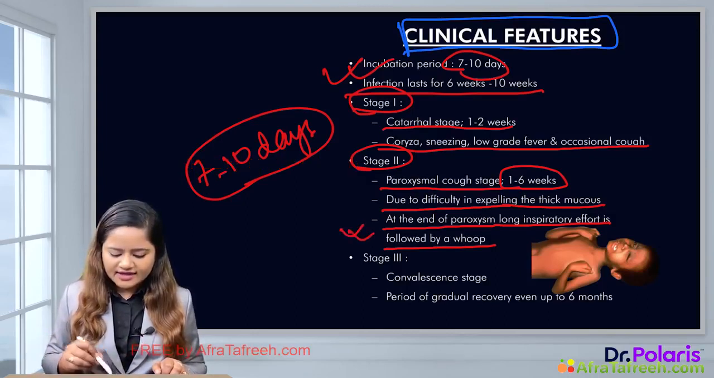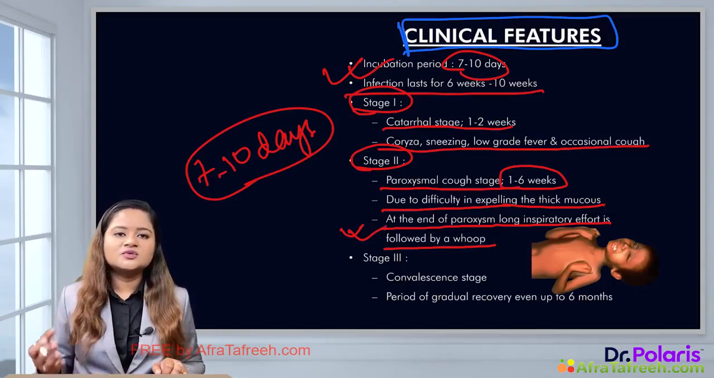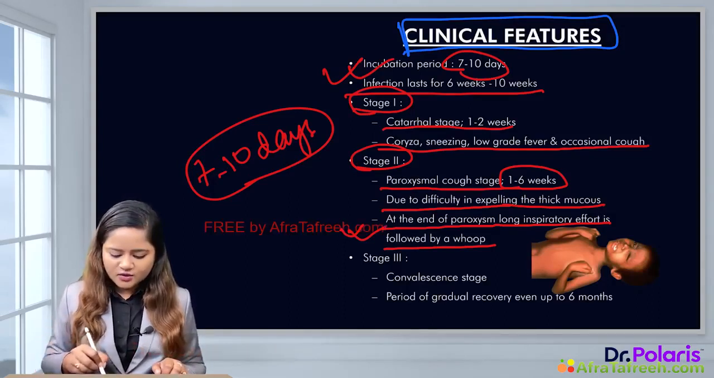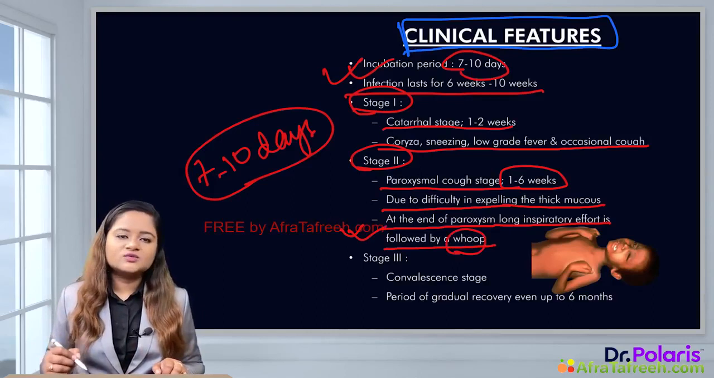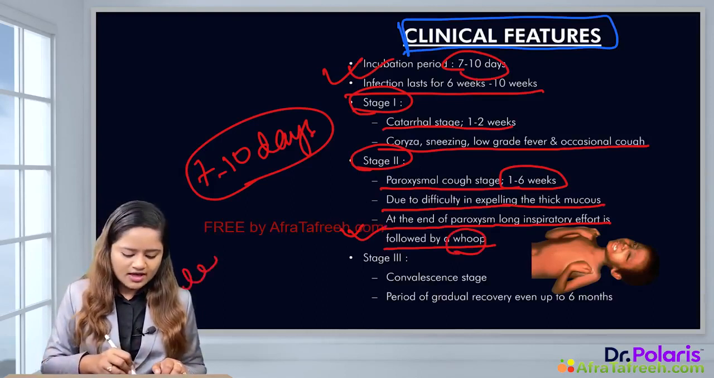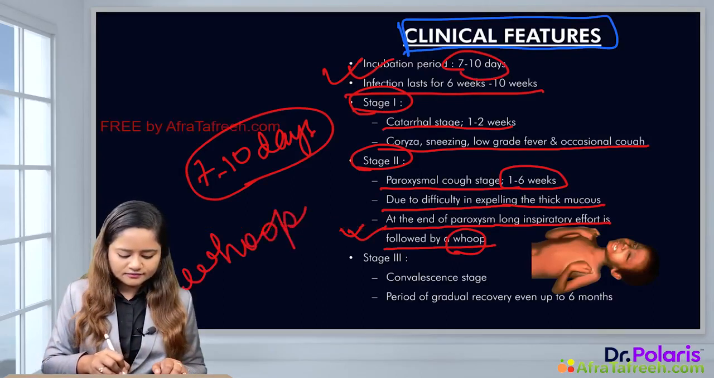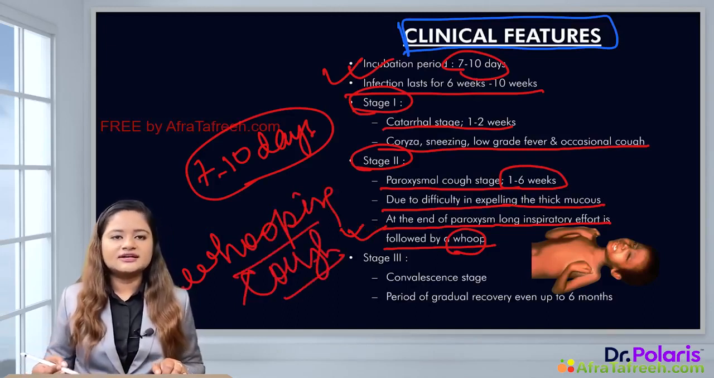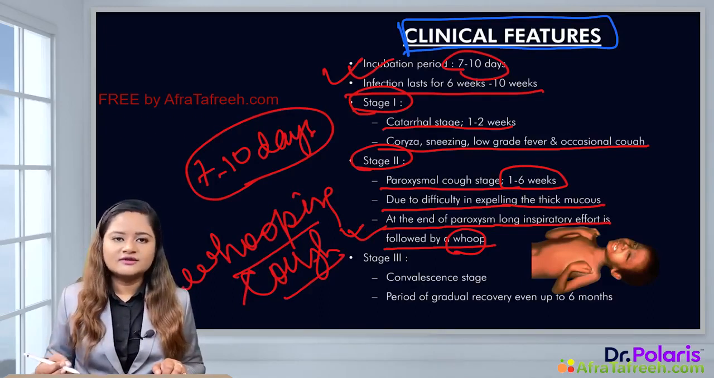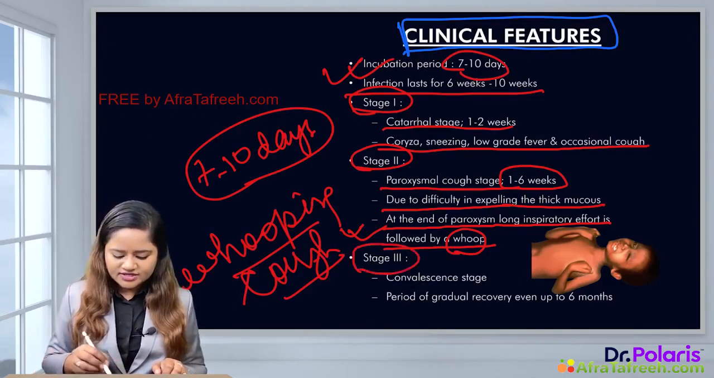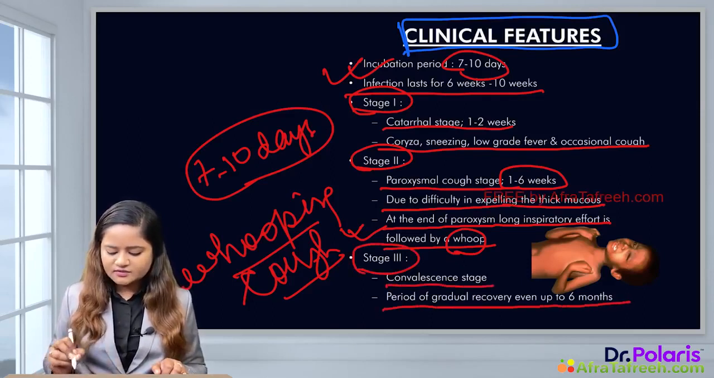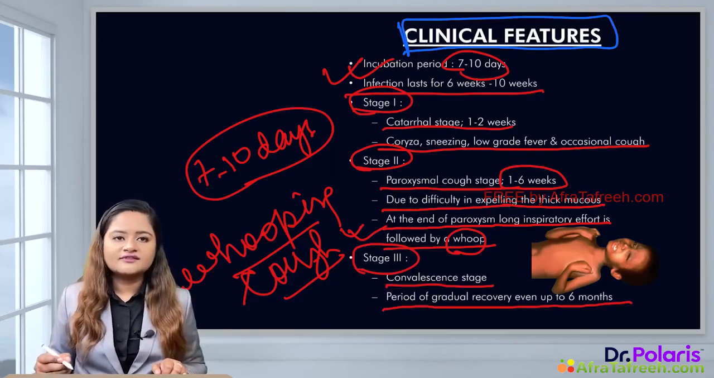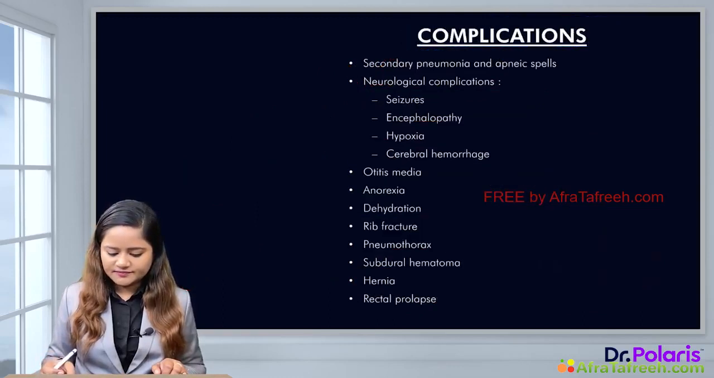However, at the end of the paroxysm, the child tries to have a long inspiratory effort which is followed by a whoop, and that is why pertussis is also known as whooping cough. So it is also known as whooping cough disease because that is the characteristic presentation that is happening. The pattern of coughing is like a whoop. Then comes the stage 3, which is the convalescent stage. It is a period of gradual recovery which can take even as long as 5 to 6 months duration.